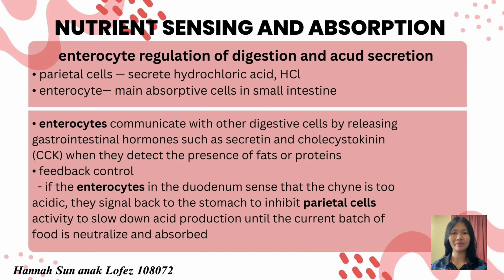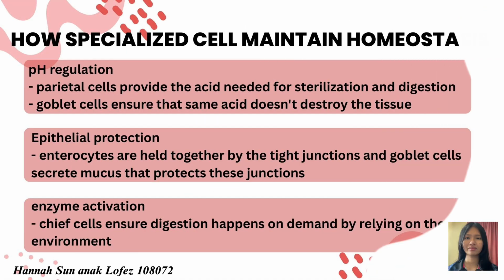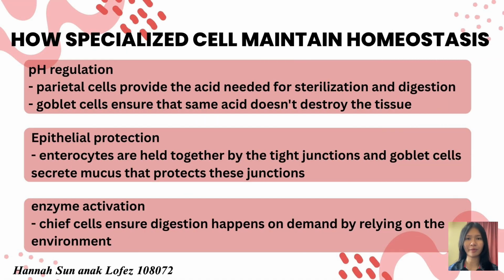And the last mechanism is nutrient sensing and absorption. Enterocytes communicate with other digestive cells by releasing gastrointestinal hormones such as secretin and cholecystokinin when they detect the presence of fats or protein. In feedback control, if the enterocytes in the duodenum sense that the chyme is too acidic, they signal back to the stomach to inhibit the parietal cells' activity to slow down acid production until the current batch of food is neutralized and absorbed. This is how specialized cells maintain homeostasis.